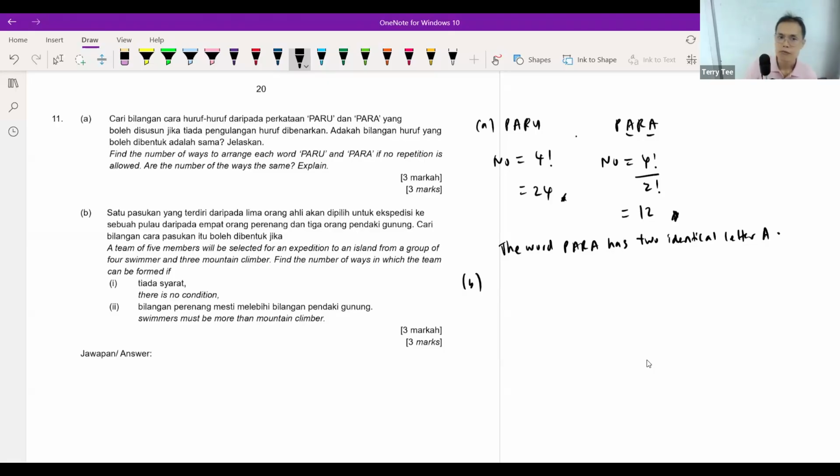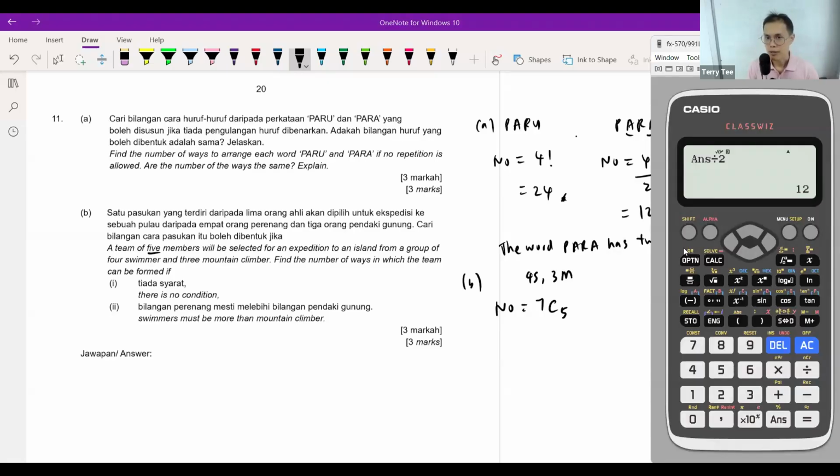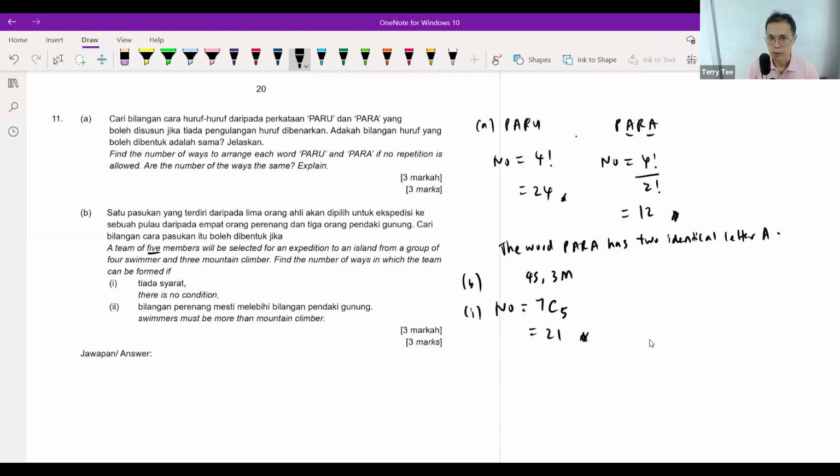Part B. A team of 5 members will be selected for an expedition to an island from a group of 4 swimmers and 3 mountain climbers. So 4 swimmers, 3 mountain climbers. I will just put 3M. Find the number of ways the team can be formed if there's no condition. When there's no condition, you have 7 people. I choose any 5, because I need a team of 5. So take 7C5. 7C5 is 21. Okay, that is Roman 1.